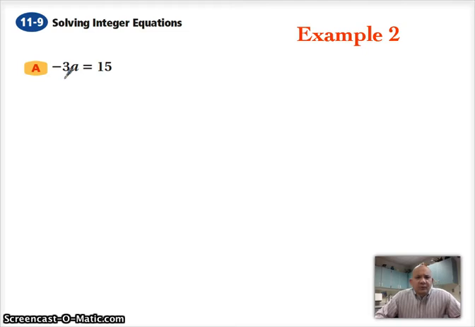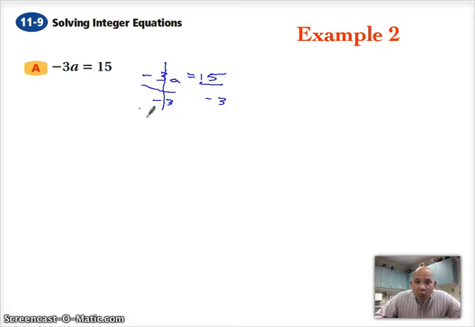Same principle here. We have negative 3 times a equals 15. I'm going to rewrite that over here. Now, in order to isolate the variable here, we need to get rid of a times a negative 3. How do we get rid of a times negative 3? Well, we divide each side by negative 3. Negative 3 divided by negative 3 gives us 1, and 1 times a, again the identity property, just gives us a plain old a.